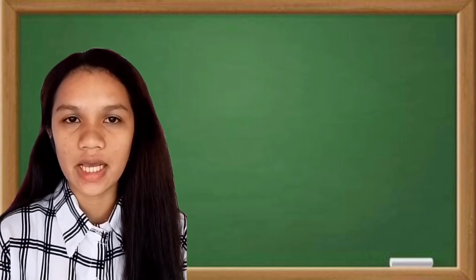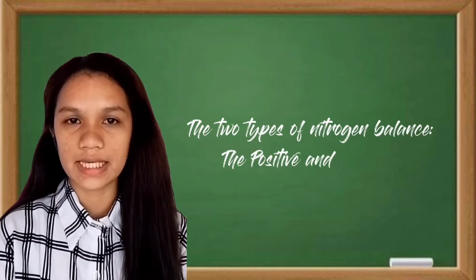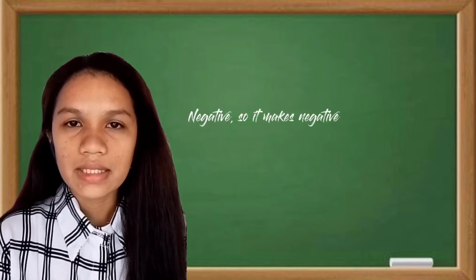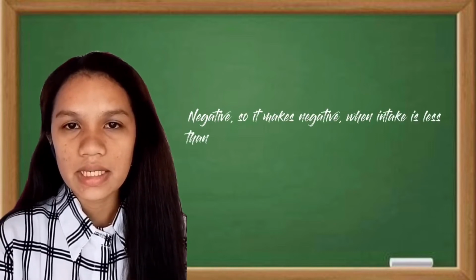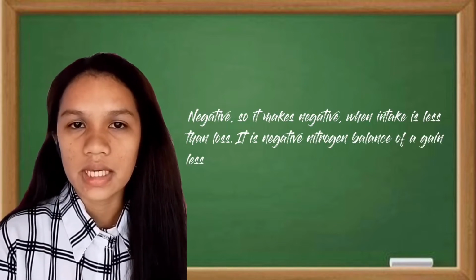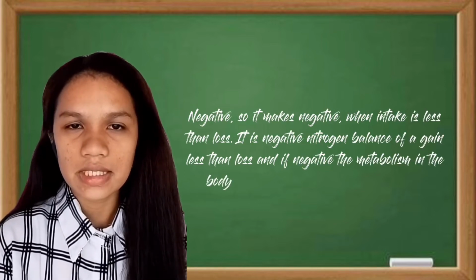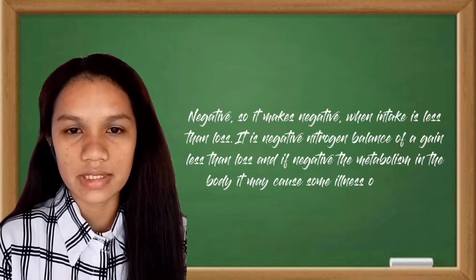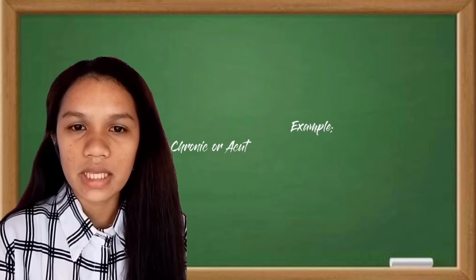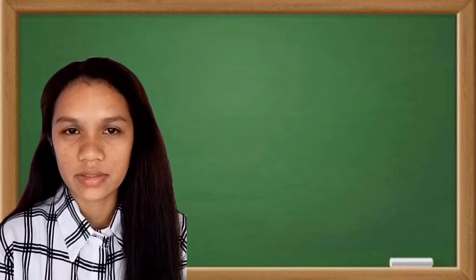For more understanding, I will discuss the two types of nitrogen balance, the positive and negative. Nitrogen balance is negative when intake is less than loss. And if negative, the metabolism in the body may cause some illness or diseases, for example, a chronic or acute illness, protein deficiency, and starvation.